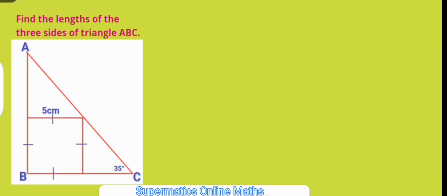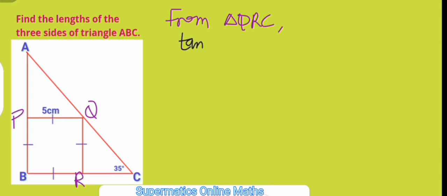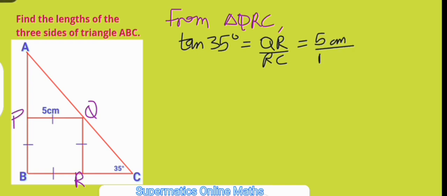Now, to solve for the three sides of the triangle, we are going to name these corners P, Q, and R. So that first, from triangle QRC, the tangent of the angle 35 degrees will be equal to the opposite side, that's the QR, over the adjacent side, which is RC. This is 5 centimeters over the side RC.